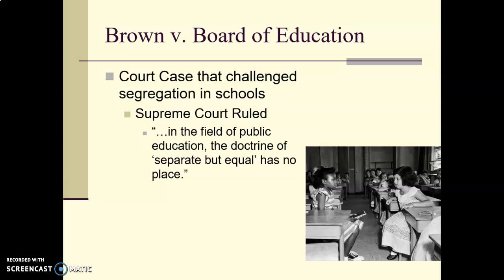And the Supreme Court ruled in the end that in the field of public education, the doctrine of separate but equal has no place whatsoever. So at the end, schools must desegregate. Everywhere in the entire country, every school must desegregate, meaning schools that are meant for white children must be able, for those within the district, within that area, must be allowed to cater to African American students as well.